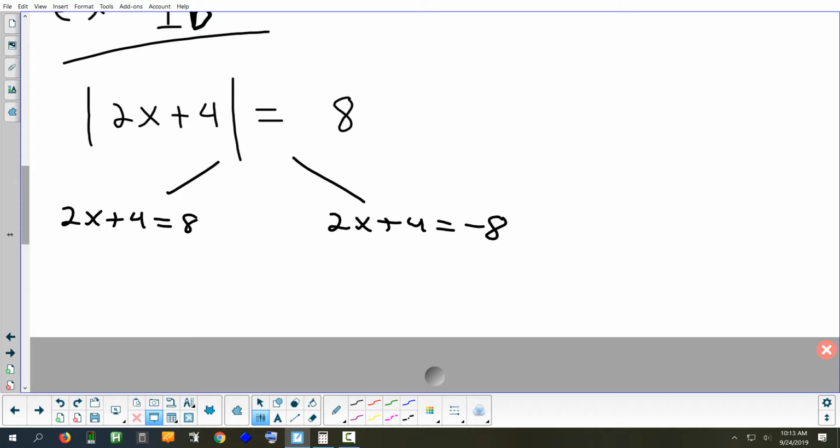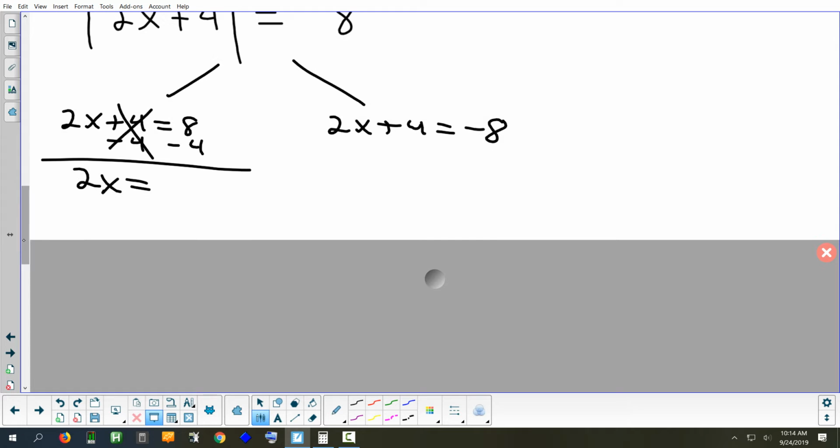And now both of these are two steps. So how about, Gianna, what's my first step to get x by itself on the left? You have to subtract 4 on each side. Yep, perfect. I'm going to subtract 4 from each side. That leaves me with 2x on the left. And what's 8 minus 4, Mackenzie? Just 4, yeah. So 8 minus 4 gives me just 4.